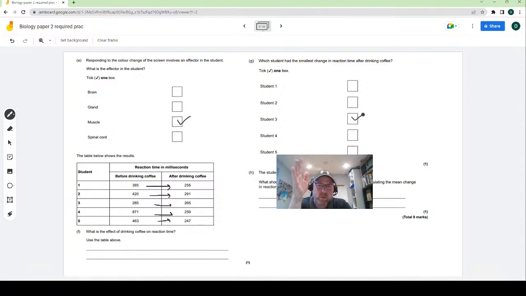The students decided one result was anomalous. What should the students do with the anomalous result when calculating the mean change in reaction time? Student 1 had a 130 millisecond difference. Student 3 only had 20 millisecond difference. Which one looks like an odd result?